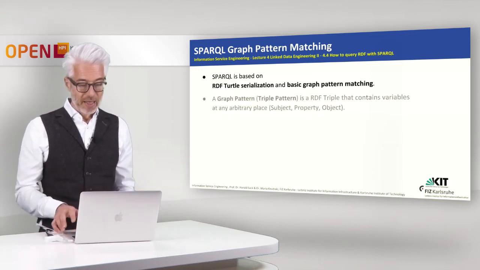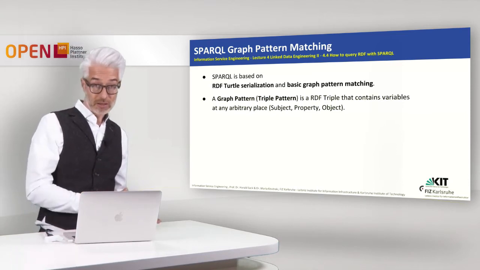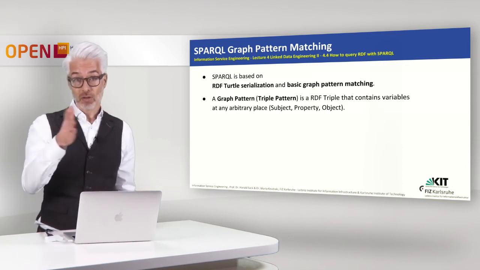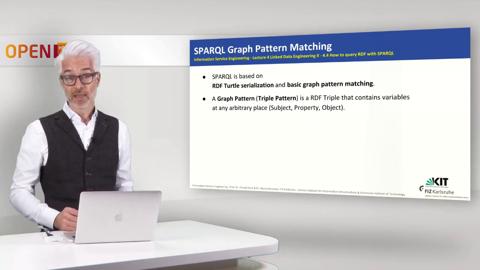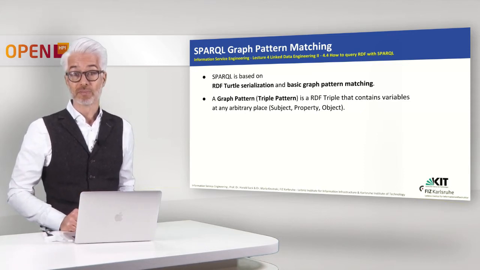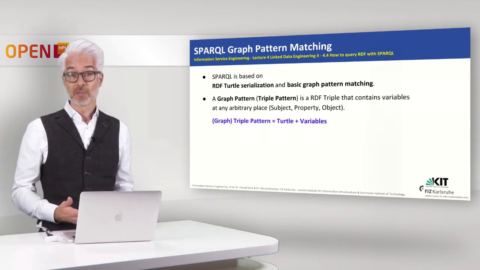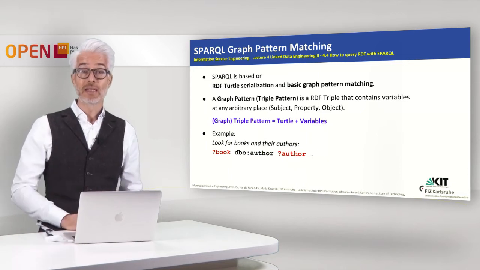What is that? In a basic graph pattern, you have a triple pattern, which means subject, predicate, object, in which any of these triple components, either subject, property, or object, can be replaced by an arbitrary variable. So, a graph triple pattern is nothing else but Turtle plus the use of variables. And this is a rather easy example.